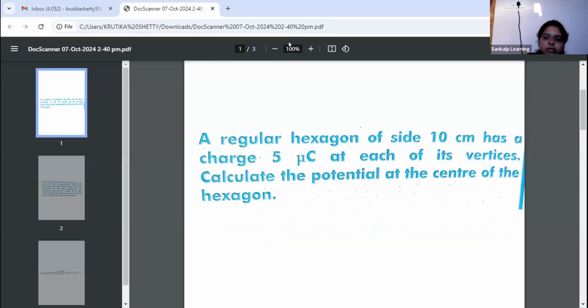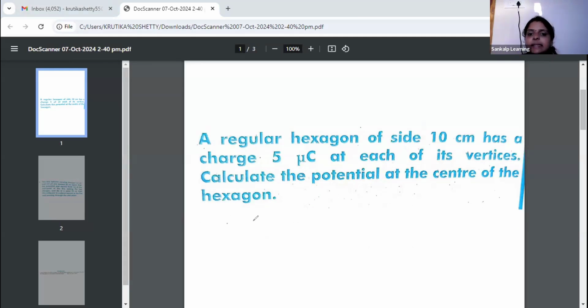So this question is based on the superposition principle. Sometimes 2 marks, 3 marks small numericals come. So here this question is based on the potential superposition principle, potential due to a number of charges.